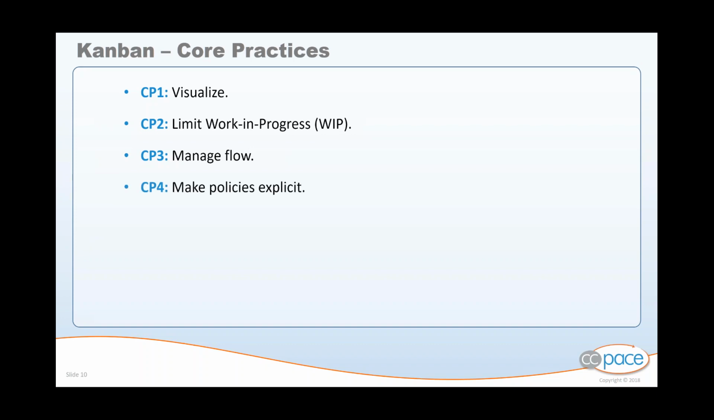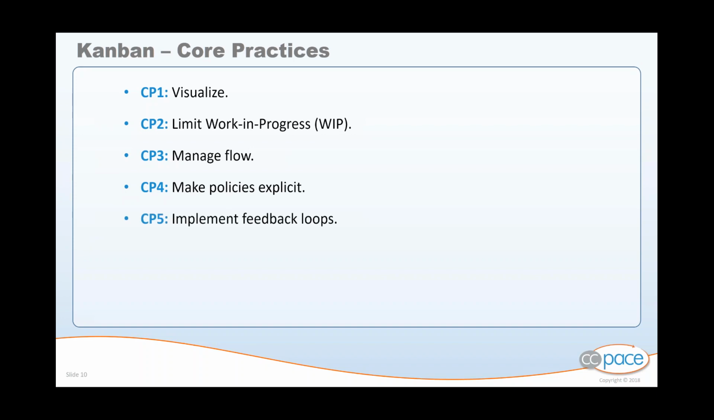To help make sure that we have total transparency, we want to make policies explicit. And this is an agreement that when we say the work is done for a specific step in the process, it meets these policies and everybody understands it.